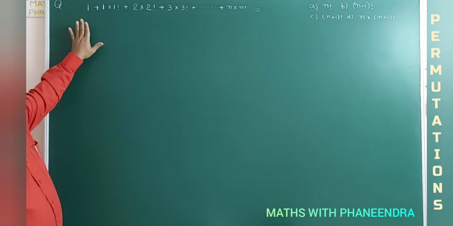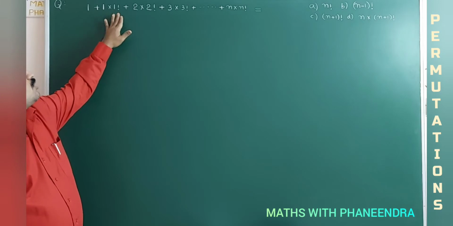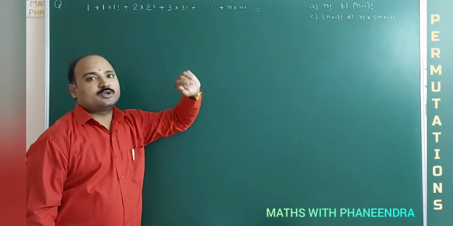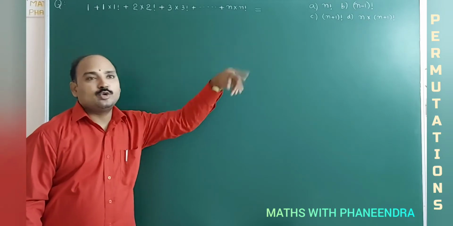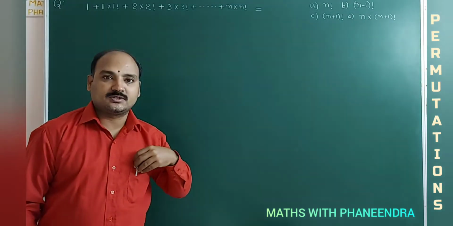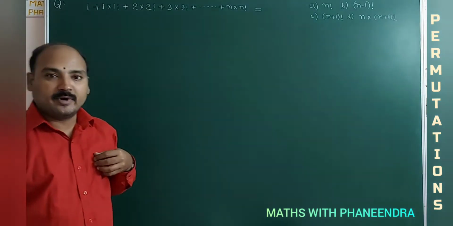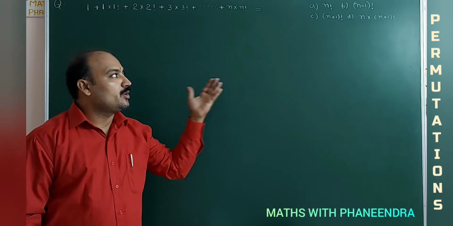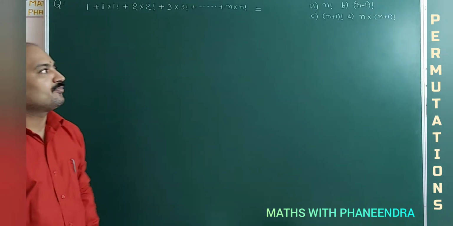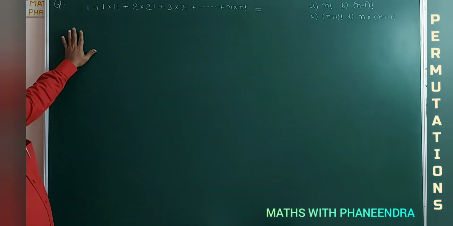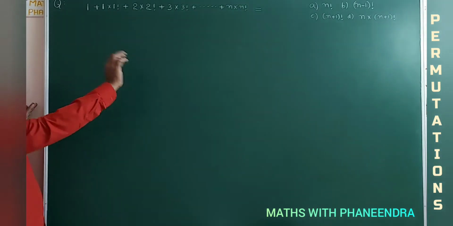the value of 1 plus 1 into 1 factorial plus 2 into 2 factorial plus 3 into 3 factorial plus and so on, n into n factorial, equal to. These are the options available for us: n factorial, n minus 1 factorial, n plus 1 factorial, n into n plus 1 factorial. See here, observe carefully dear students. Here, some logic is there.